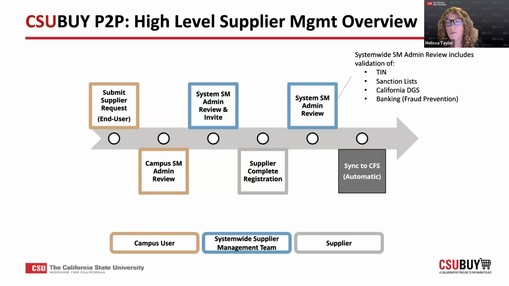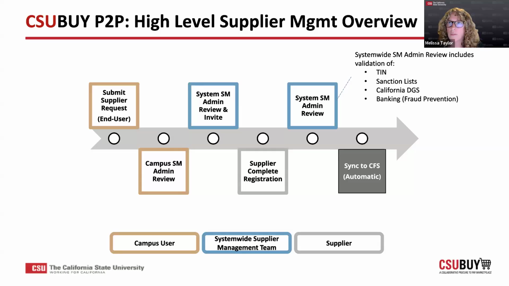And let's just talk through a basic workflow of how suppliers come into the ecosystem. So as I mentioned before, your campus community, any user in CSUBUY can submit a supplier request. So maybe the expectation is that they've looked and searched for the supplier, which I'll show you how to do. If they don't find a supplier, they will submit the supplier request, and then it will go to that campus group that we just talked about to review that request and then pass it along if it's valid.